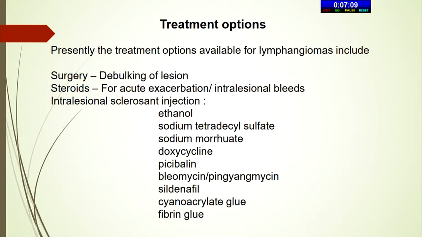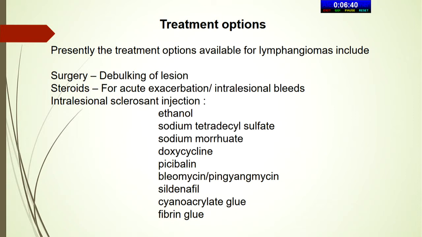And steroids we have been using for acute exacerbations, when there is a bleed or there is a sudden increase in the lesion due to some episode which leads to increase in the lymphatic glands and the tissues. And the various sclerosing agents have been used over time historically, which are listed here. I think you're all familiar with most of them.